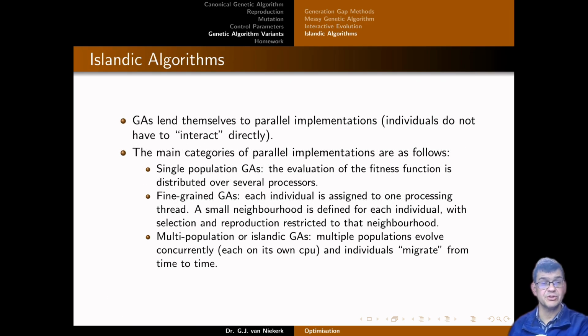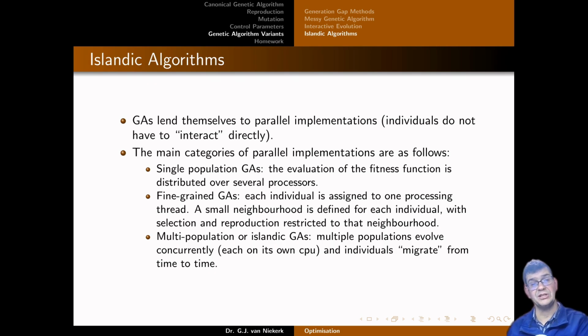Now, genetic algorithms really lend themselves to parallel implementations because the individuals do not have to interact directly with one another. So the main categories of parallel implementations are as follows. You can have a single population GA, like we've had up till now, and then the evaluation of the fitness function is distributed over several processes. This is quite often the easiest and simplest way to speed up this process, because the fitness function quite often is the most expensive part of the genetic algorithm.